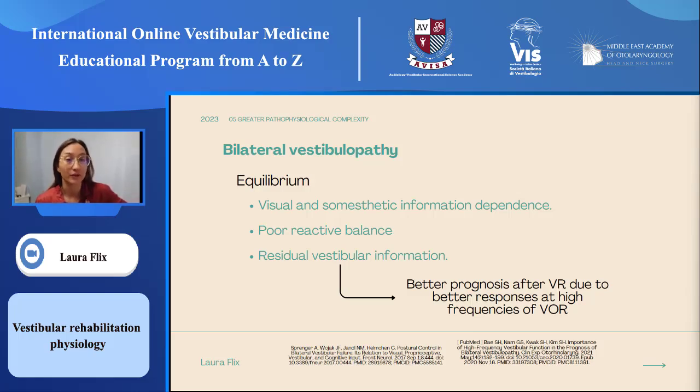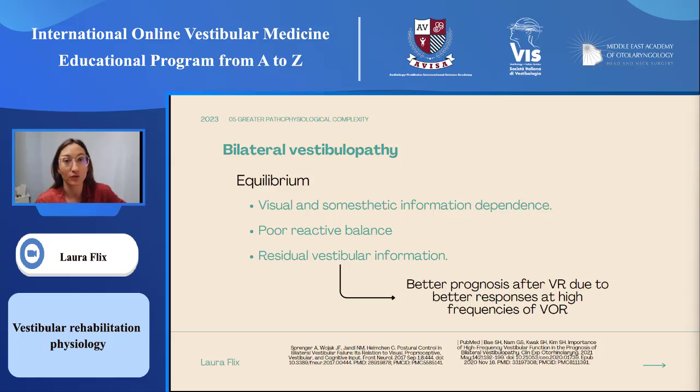Those patients have visual and somatosensory information, depending. Those will have poor reactive balance, those will have residual vestibular information also, and in different grades. And this is a very big point for bilateral vestibulopathy, because a better prognosis after vestibular rehabilitation comes with better responses at high frequencies of the vestibulo-ocular reflex. To say, if we have more information still coming from the vestibular organ, we will have better rehabilitation outputs.